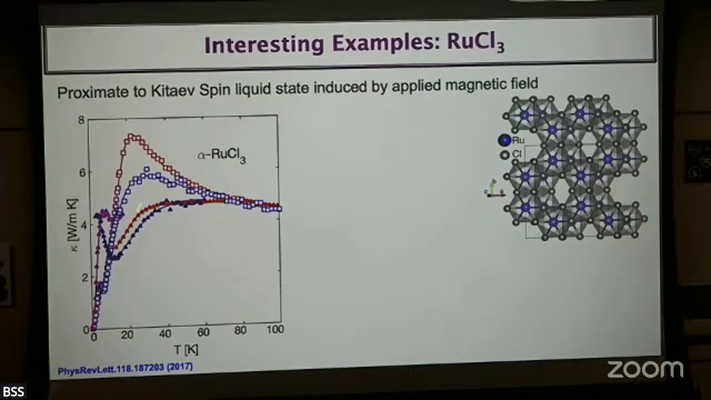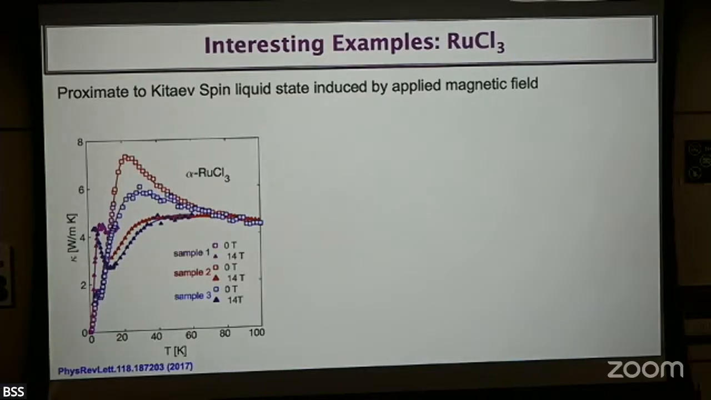They all have very similar behavior. There is a big peak, but when you apply field, the up and down sweeps go the same. At 14 Tesla it's completely quenched, and there's a feature in the low temperature region. These are three samples, and they have systematically similar values.